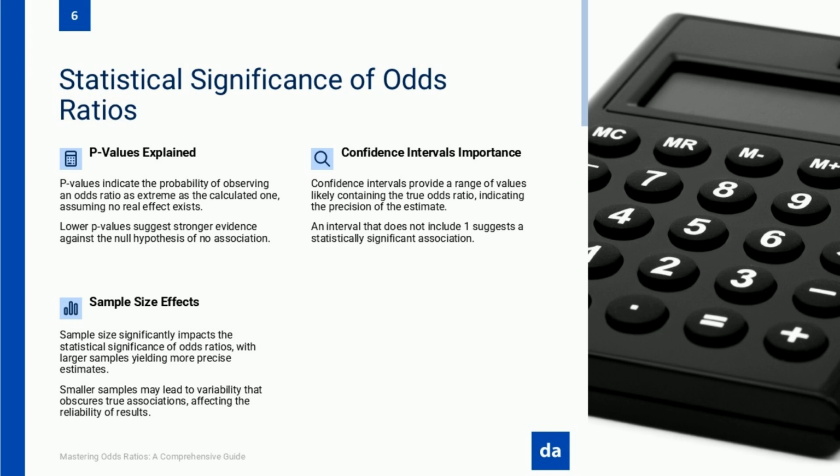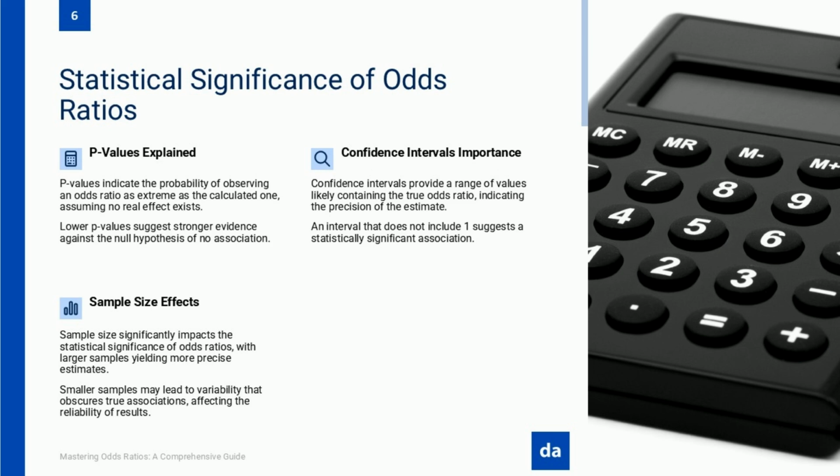So how do we ultimately determine if an odds ratio is statistically significant? We typically look at two key factors: the p-value associated with the odds ratio and its confidence interval. A p-value less than 0.05, or whatever threshold we've set for our study, indicates statistical significance. Similarly, a confidence interval that doesn't include 1 suggests a significant association. When both these conditions are met, we can be more confident that our odds ratio represents a meaningful relationship rather than random noise.